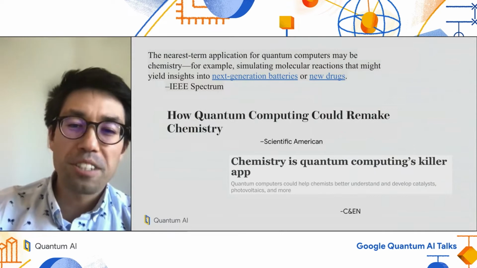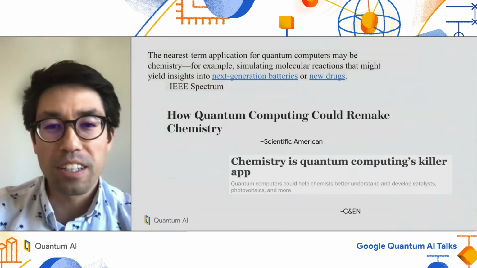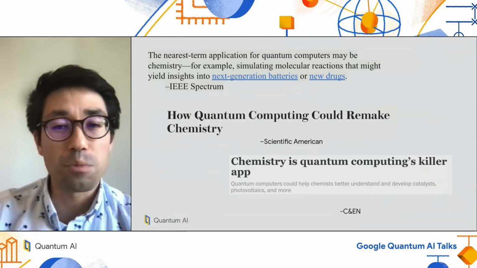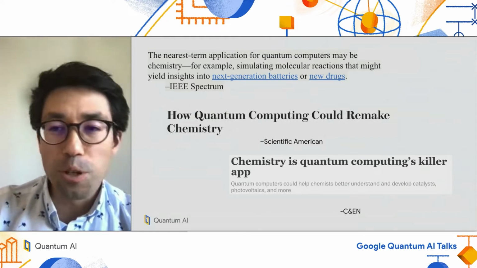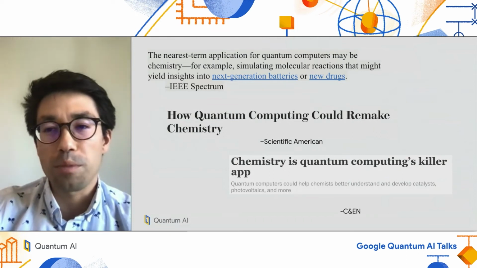So the algorithms team spends a lot of time thinking about how we can best simulate other quantum systems with quantum computers. This was the original motivation for building a quantum computer, and it's still believed to be one of the most promising applications.